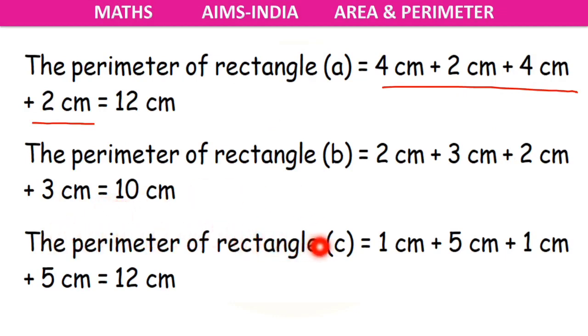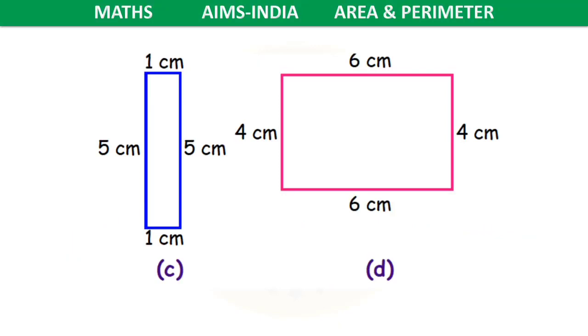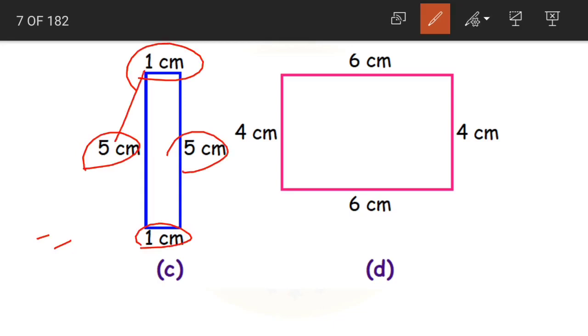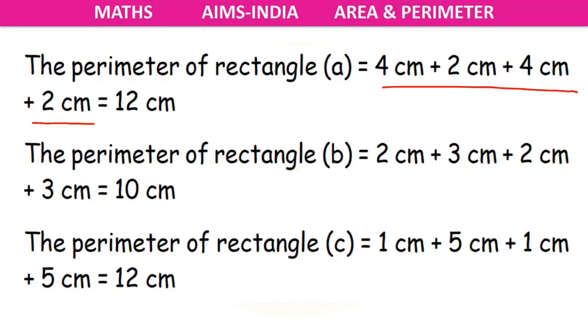Now coming to the perimeter of rectangle C. 1 centimeter plus 5 centimeters plus 1 centimeter plus 5 centimeters. When we add all these together, 1 plus 5, 6. 6 plus 1, 7. 7 plus 5, 12. So 12 centimeters would be the perimeter.